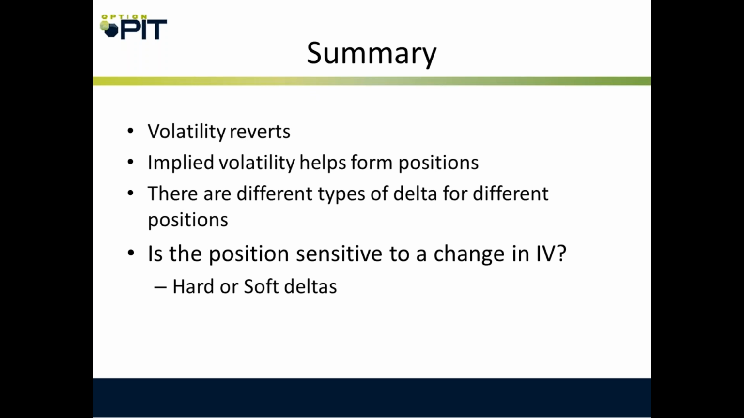So in summary, volatility reverts. Implied volatility helps form positions. There are different types of delta for different positions. There's different types of exposure. And is the position sensitive to changes in IV? Depending on that, I may want to buy hard exposure or sell hard exposure, buy soft exposure or sell soft exposure.